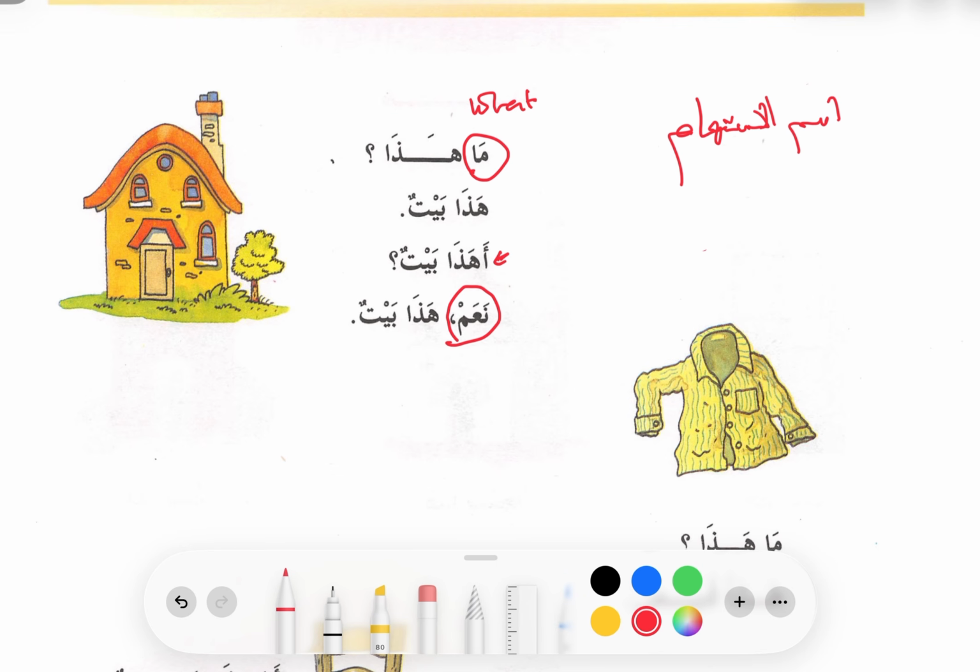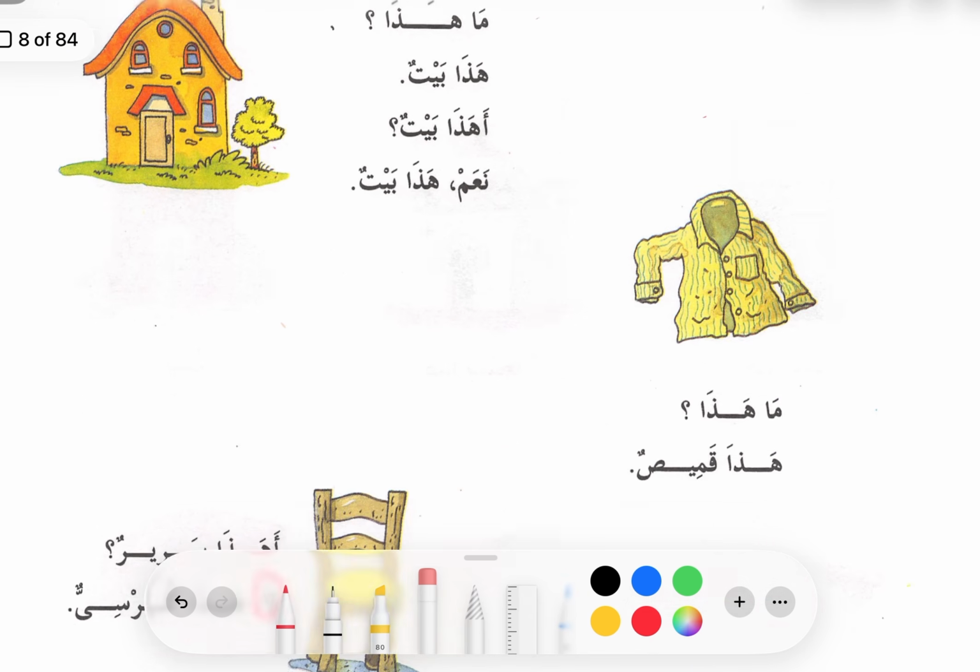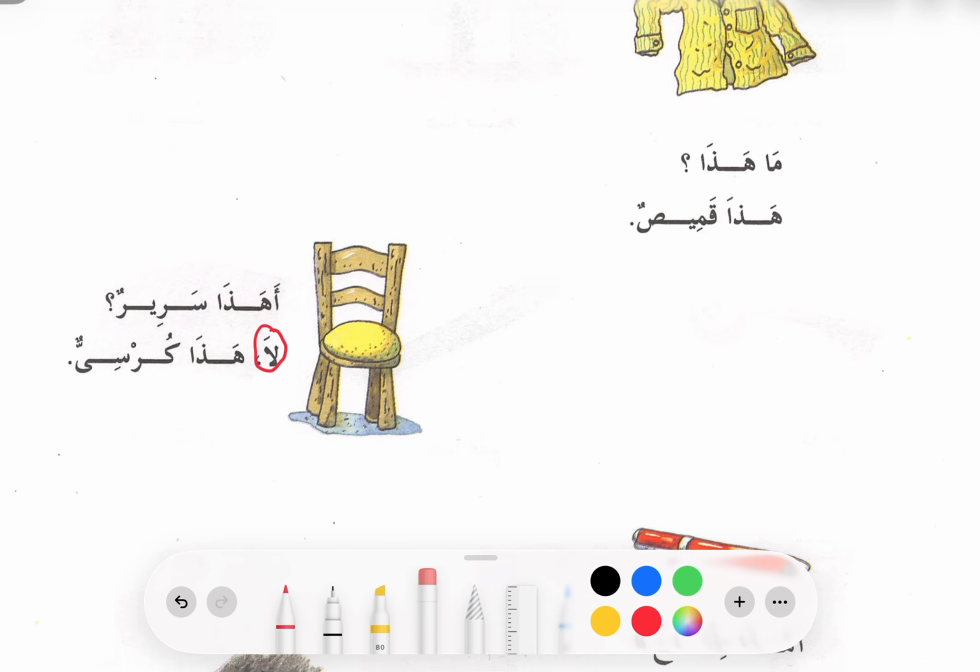Then the instrument of answering is na'am. Na'am is harful jawab. This is harful istifham, this is harful jawab, this is ismul istifham. I think it's clear. Ma is isim istifham. Hamza is harful istifham. Na'am is harful jawab, and the same goes for la. La is also harful jawab.